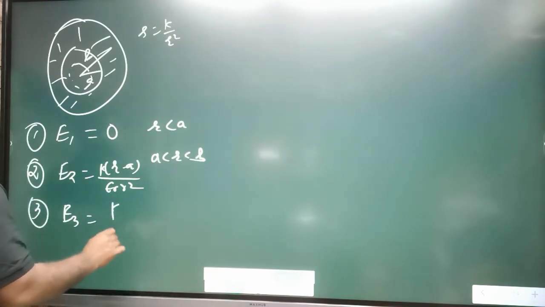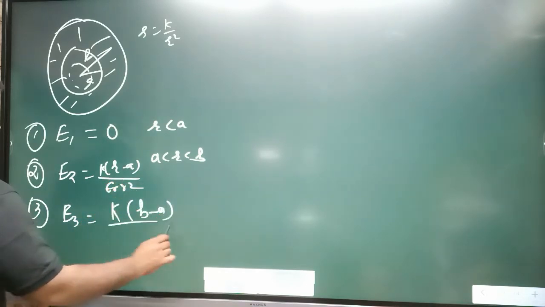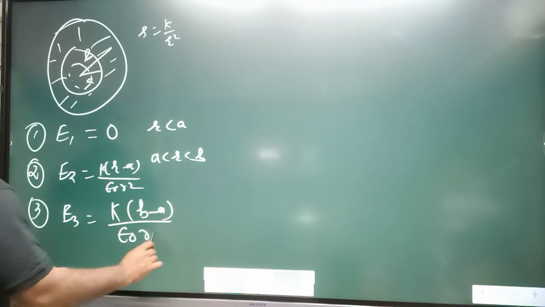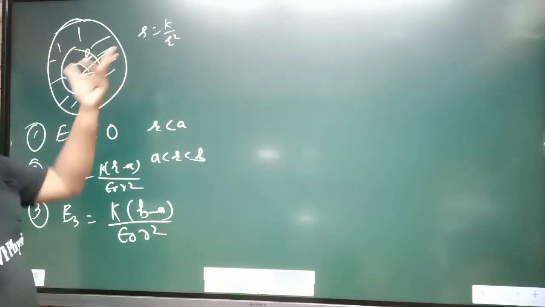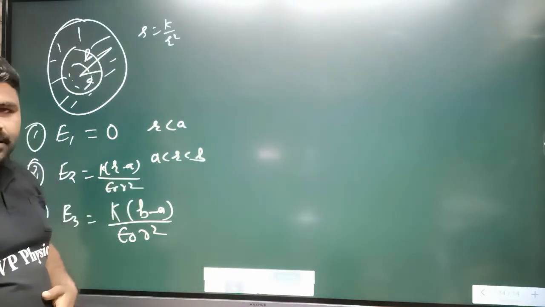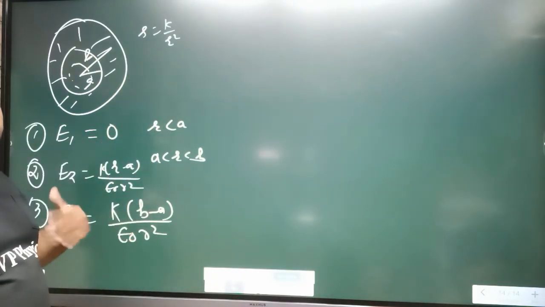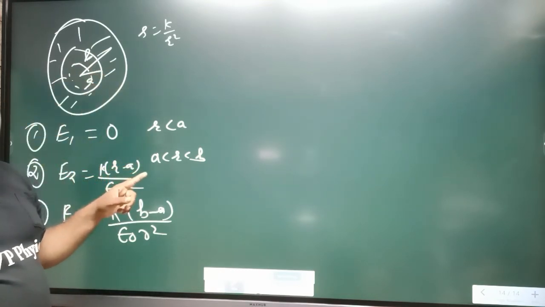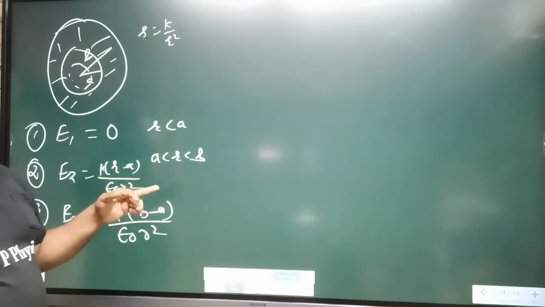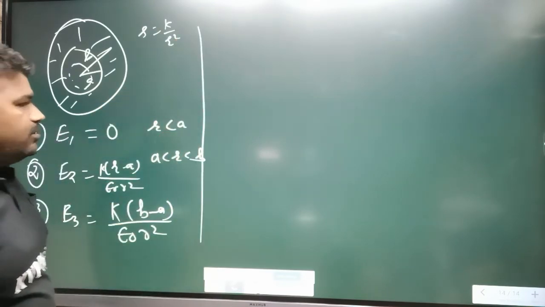E3 is K (R minus A) replaced by (B minus A). Yes or no? Epsilon naught R square, R square gets cancelled. dr integration R, limit A to R, means R minus A. Second case: outside the body, limit A to B. R square gets cancelled. dr integration R, limit B, minus A upon epsilon naught R square. Got it? This is the electric field E out here.